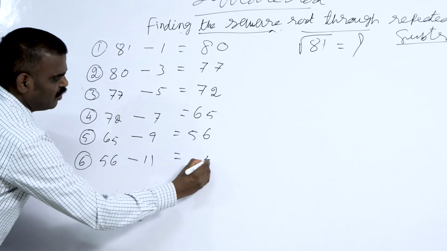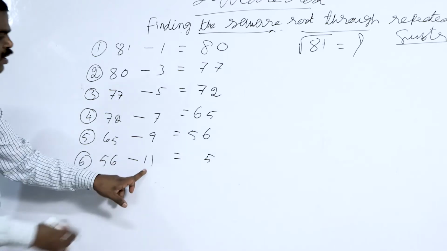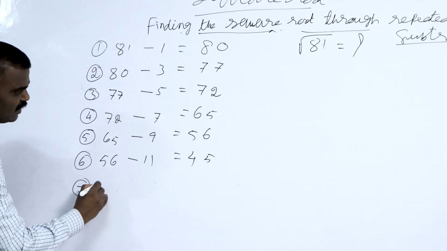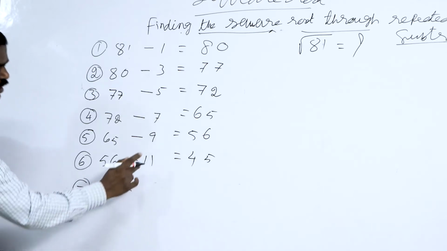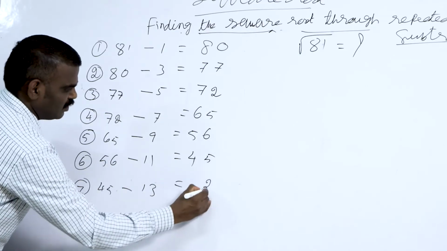6 minus 1, 5. 5 minus 1, how much? 4. Next, 7th step. 45 minus, next odd number is how much? 13. 5 minus 3, 2.